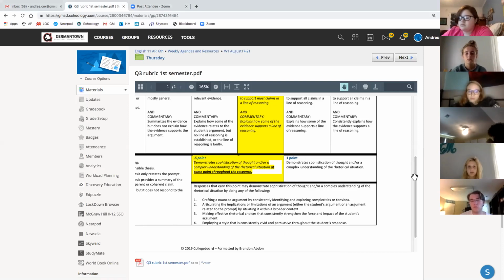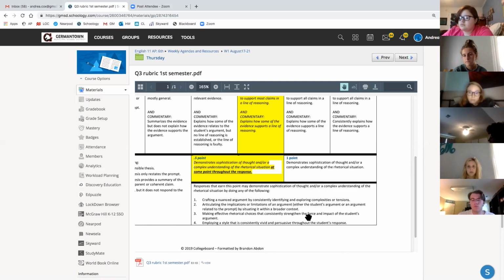And the last one is employing a style that's consistently vivid and persuasive throughout the student's response. This is students that have a high level vocabulary, that have a strong control of the English language and recognize that you can start a sentence with a subject, verb, complement, or you can start a sentence with a transitional expression or a participial phrase and then lead into your simple sentence, varying the structure. Those kinds of writers, who just have that strong, vivid style, are often the students that have the highest vocabularies. So keep that in mind.